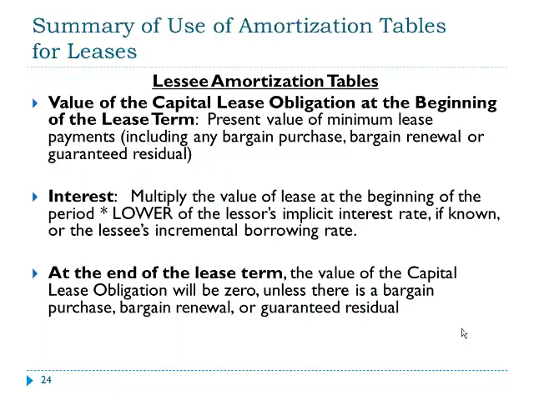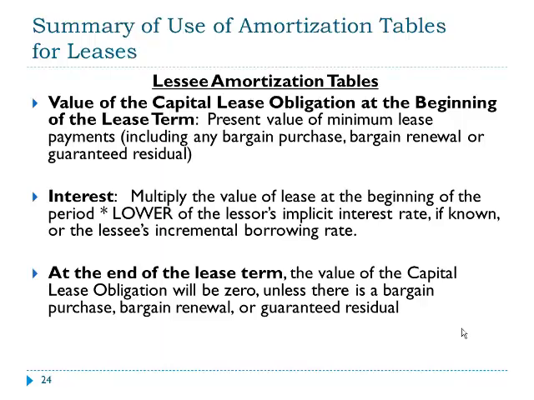Lease amortization tables are just a little distinctive from the amortization tables we've used for notes and for bonds. The value of the capital lease obligation at the beginning of the lease term appears at the top of the amortization table. The interest that's used, remember, is a bit complicated. We're going to use the lower of the lessor's implicit interest rate if known, or the lessee's incremental borrowing rate. So watch in the problems for all of the information you need to select the appropriate interest rate.